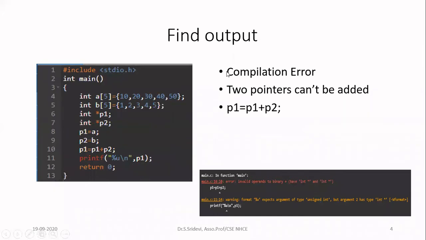Okay, now let us consider this slide. Here I am having two different arrays, int A of 5 and int B of 5. Then I'm declaring two pointers, int star P1 and int star P2. Then P1 is pointing to the array A and P2 is pointing to the array B. In this case, I am writing P1 is equal to P1 plus P2.